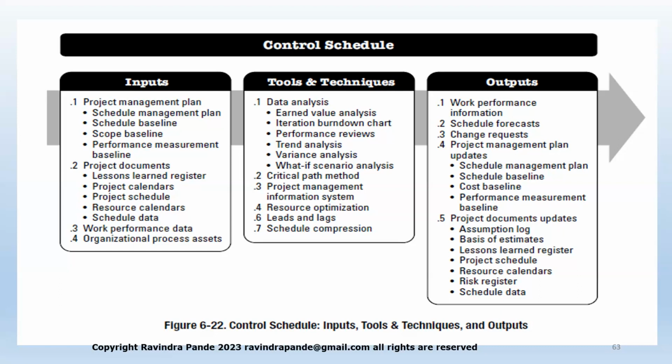But just review it. Iteration burn down chart: how much work you have completed across the iterations. For example, out of 10 iterations you have completed 3, but the work is not all completed, so there are some pending items and some delays. This is what we call an iteration burn down chart: how much was burned down in terms of effort and how much was the output of that burn down. And then performance reviews.